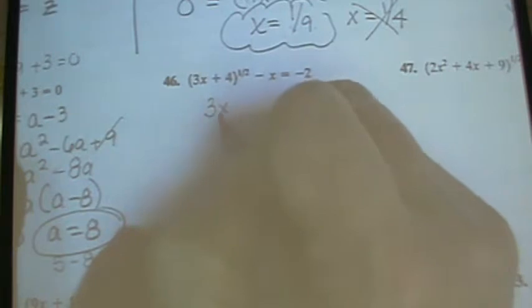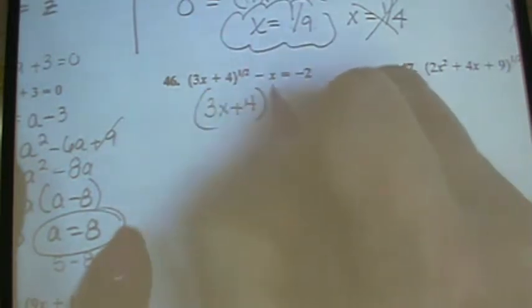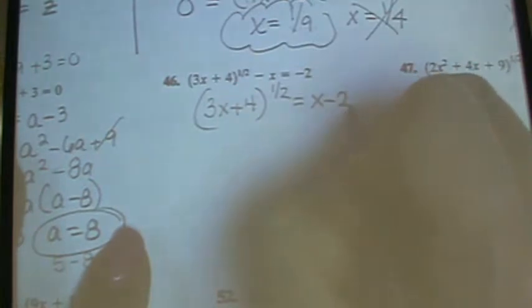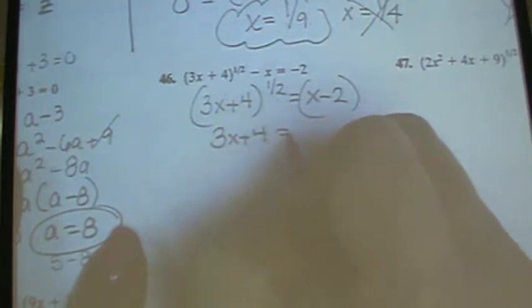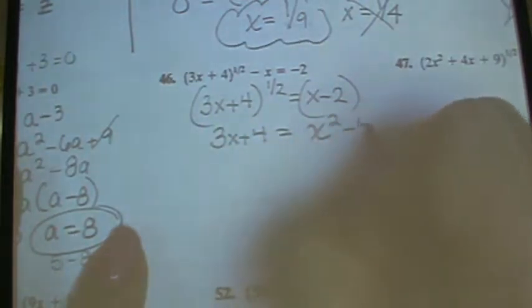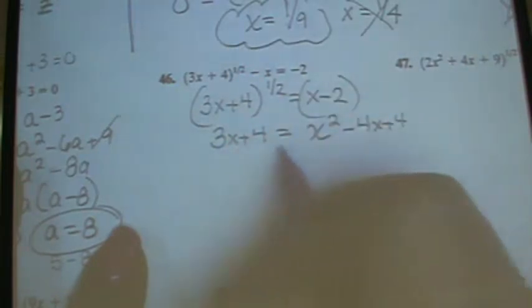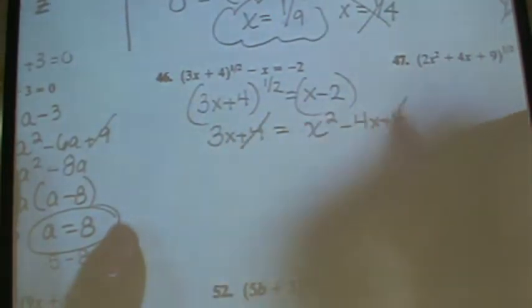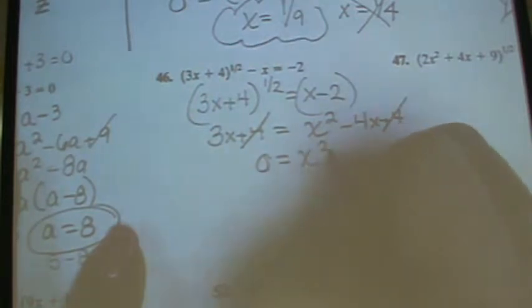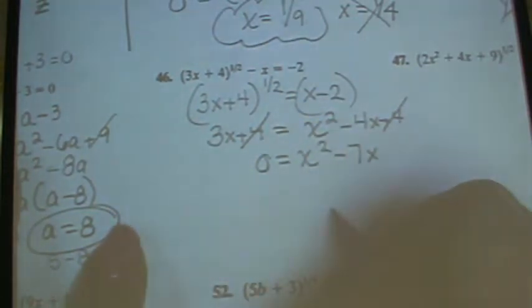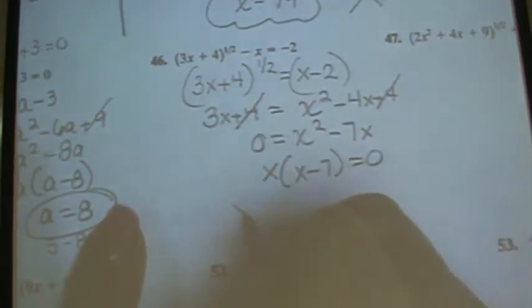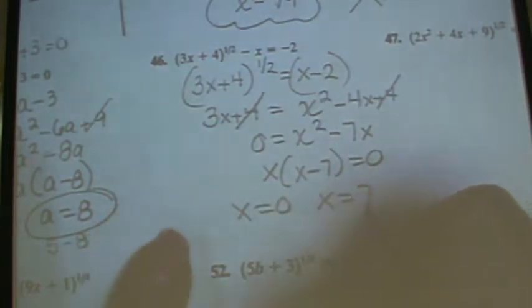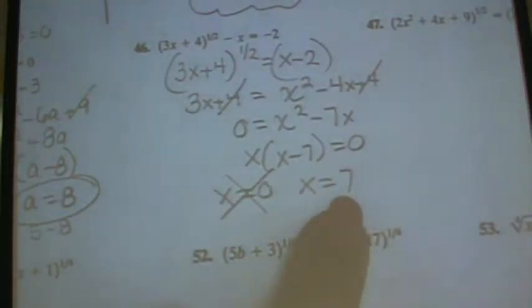46. I'm going to add the x here. I'm going to square both sides now. When I square this side, I get x squared minus 4x plus 4. Subtract 3x and subtract, these 4's cancel. I'm going to factor an x out. And your two possible answers are 0 and 7. 0 is extraneous, 7 works.